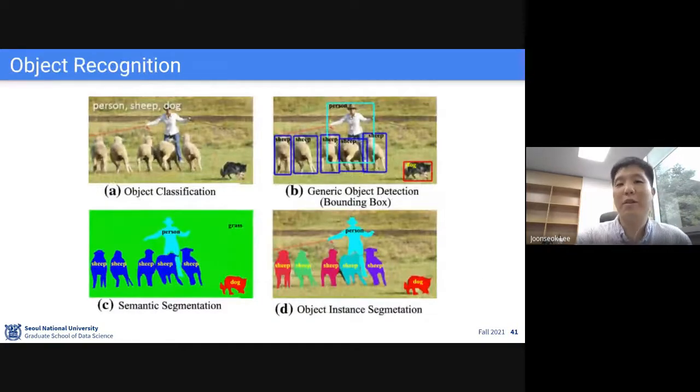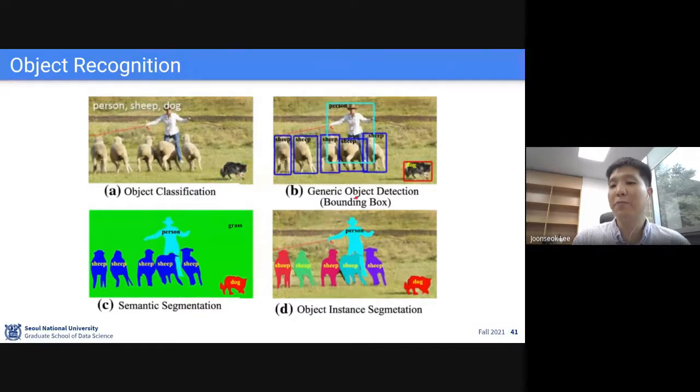And after that, people got more interested in object recognition in general. There are multiple detailed tasks. Object classification is just recognizing all the things that we can see in the image. Here, given this image, the answer is person, ship, and dog, because we can see all of them. But in this task, we don't need to specify where they are.